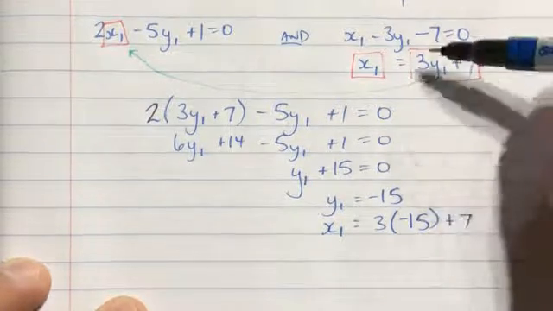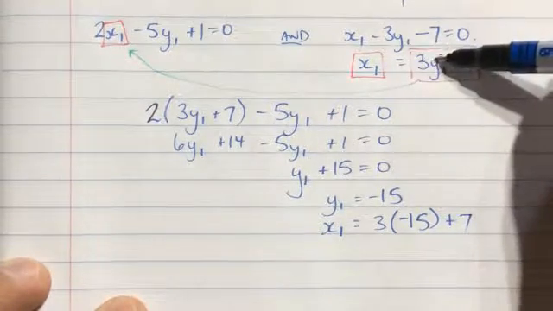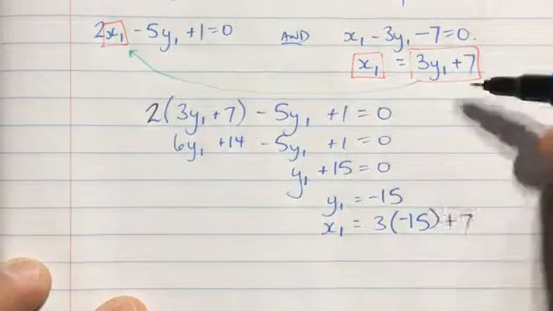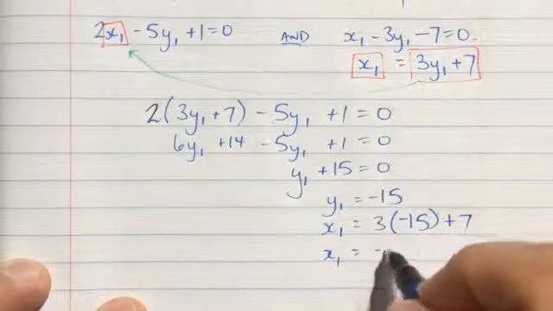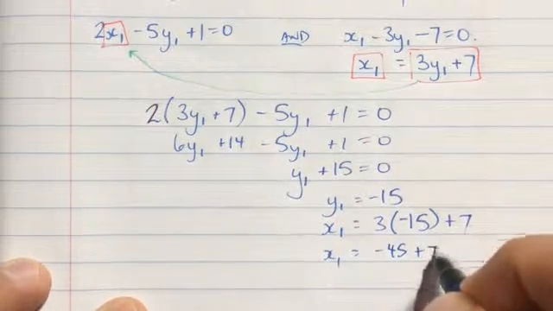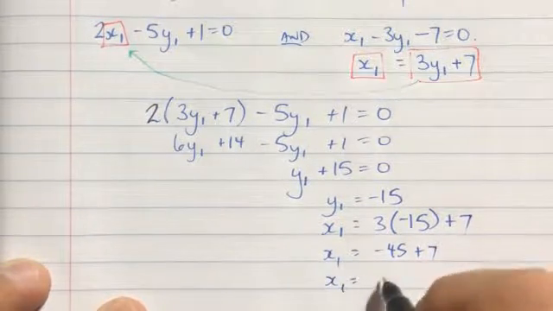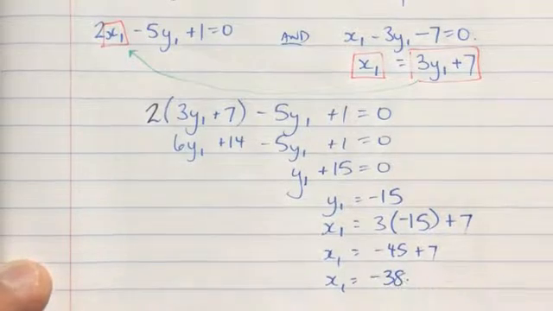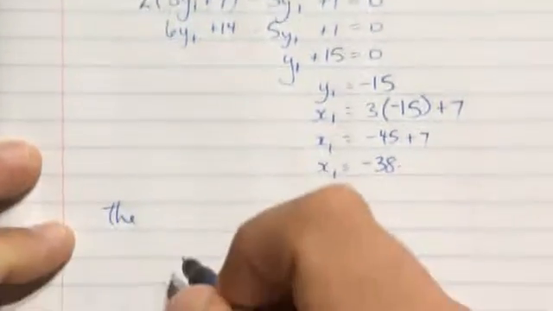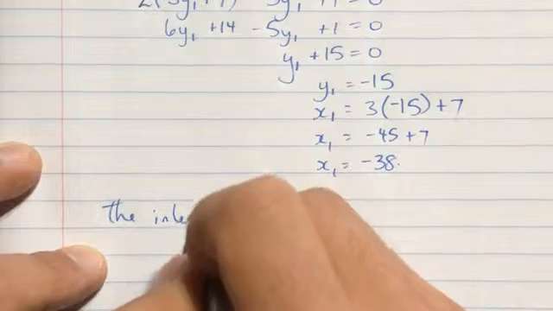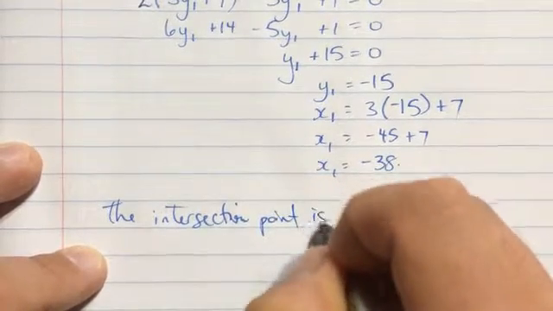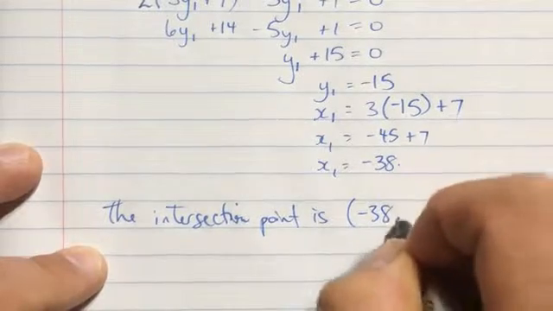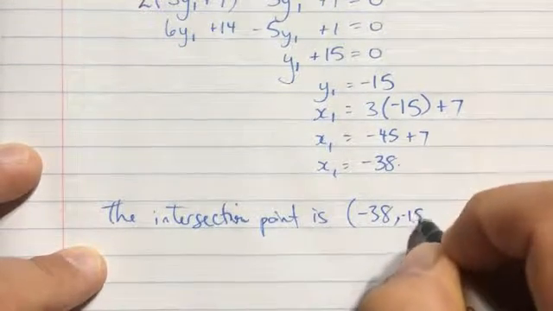So x1 is 3y1, negative 15, plus 7. Let's continue and evaluate that. That's negative 45 plus 7. x1 equals negative, that'll be 38. So the intersection point is x value first and then the y value.